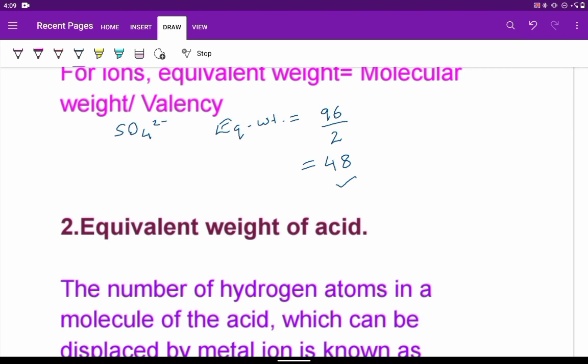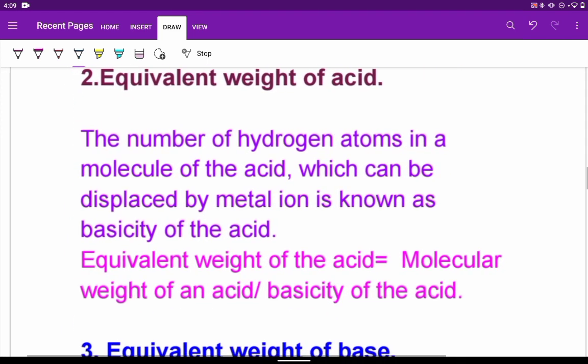Next, for an acid, we come to the equivalent weight of an acid. The number of hydrogen atoms in a molecule of the acid which can be displaced by a metal is called the basicity of the acid. For example, when HCl reacts with a base like NaOH, the hydrogen of HCl gets replaced by sodium. So it has one hydrogen, and that can be replaced by sodium. So for any acid, the number of hydrogen atoms in a molecule of that acid which can be displaced by a metal ion is known as the basicity of the acid.